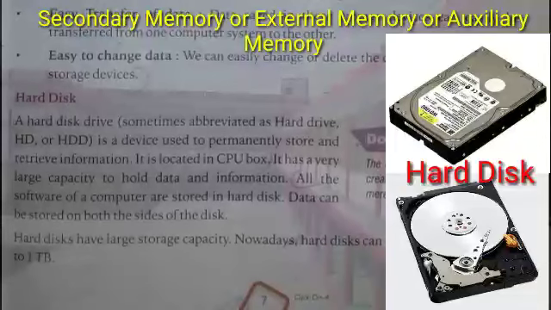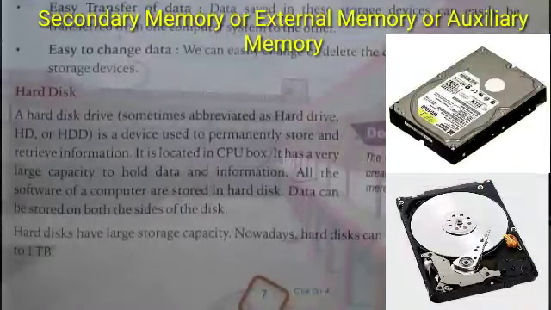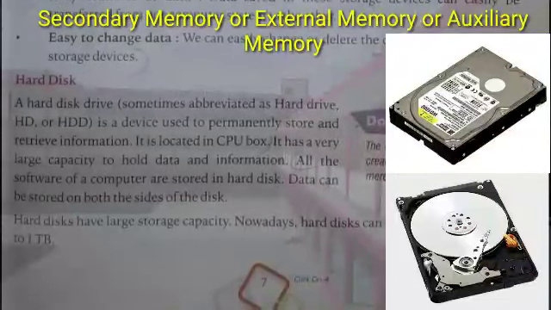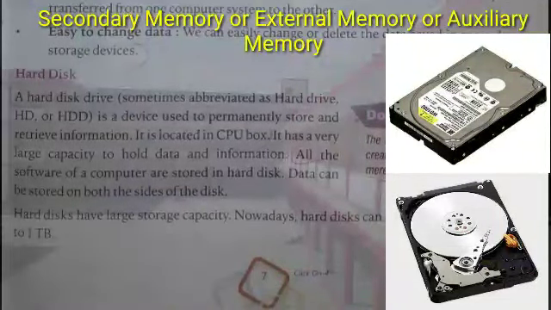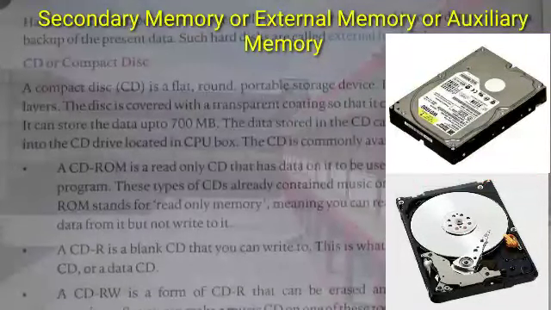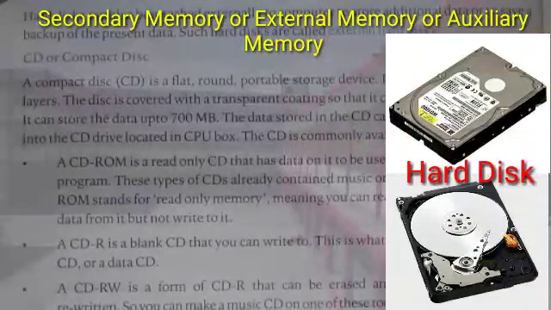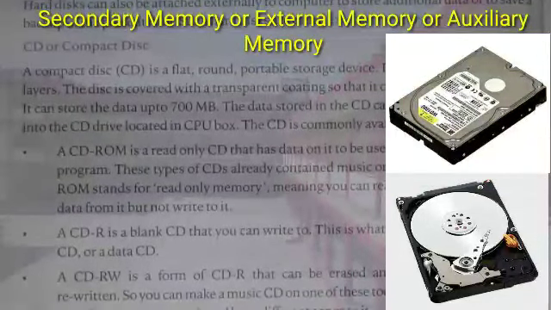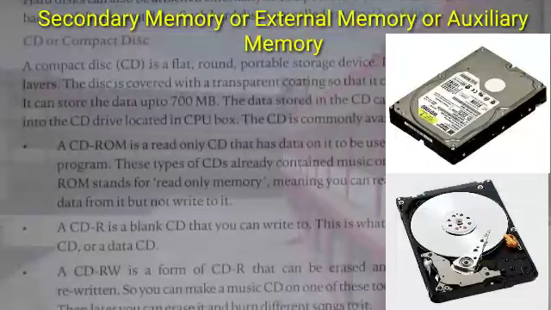Hard disks have large storage capacity. Nowadays, hard disks can store data from 250 GB to 1 TB. A hard disk can also be attached externally to a computer to store additional data or to save a backup of the present data. Such hard disks are called external hard disks.